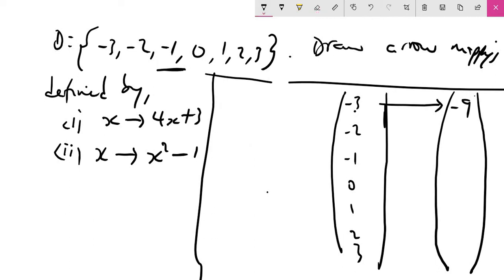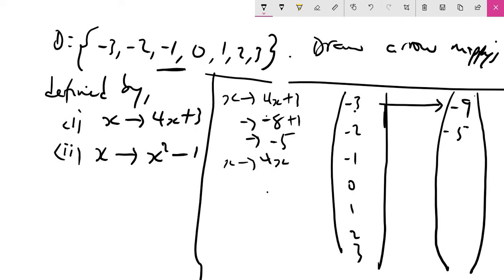Okay, so now x maps to 4x plus 3. Now we have minus 2, so this maps to minus 8 plus 3. And this is equal to 3 minus 8, which is minus 5. So this gives minus 5. Similarly, minus 1: 4 times minus 1 plus 3, which is 3 minus 4, and this gives minus 1. So we have minus 1 here, right?